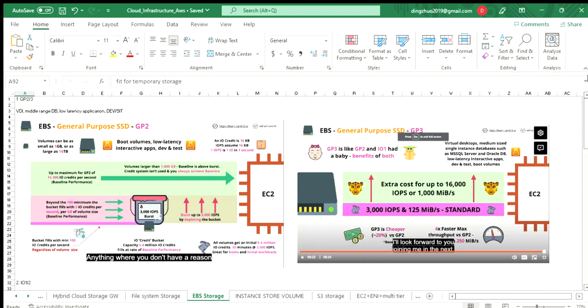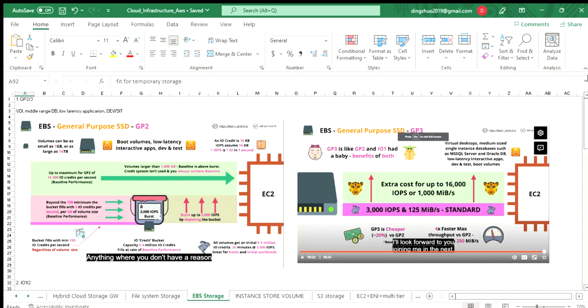Elastic Block Store has different types. First of all, there is general purpose SSD, which we call GP2, and also GP3. The difference is that they support different requirements on IOPS. The first one supports up to 16,000 IOPS, which is baseline performance.